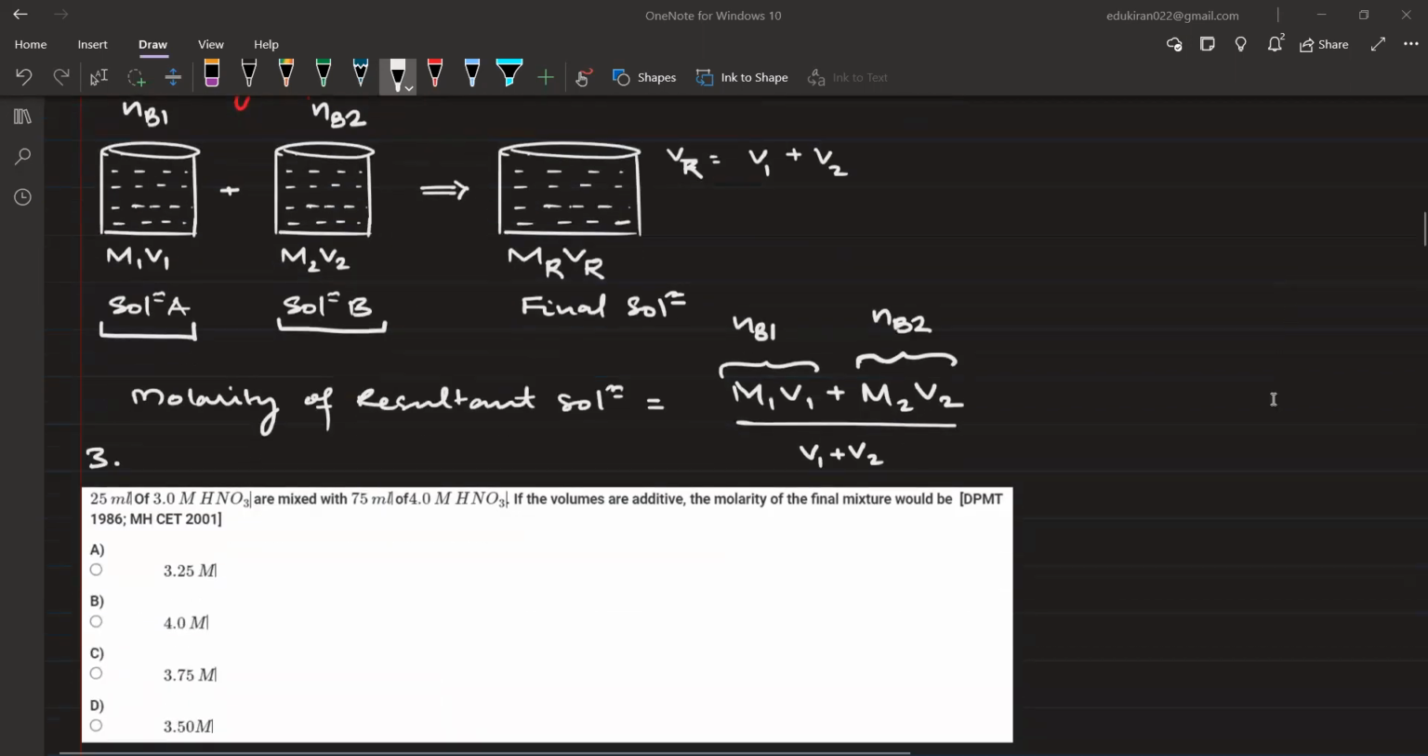Once you're done, then you will write this question. 25 ml of 3 molar HNO3 is mixed with 75 ml of 4 molar HNO3. If the volumes are additive, that means you can directly add the volumes: 25 plus 75 is equal to 100. That is the meaning of volumes are additive. The molarity of the final mixture would be what? It is based on one simple formula. You have the molarity and volume of both solutions. You just need to plug the values into this equation and calculate the molarity.